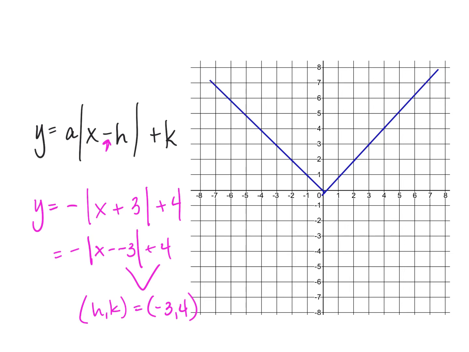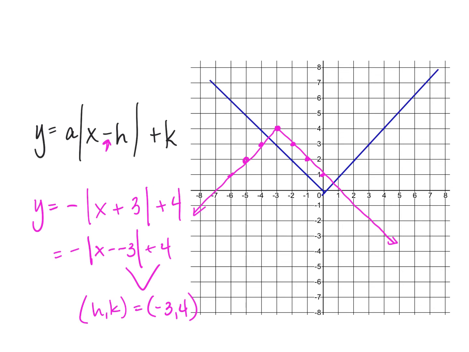So it's going to take that original graph that starts at 0, 0, and we're going to go negative 3, 4. Nope, just kidding, negative 3, positive 4. So up here is going to be my locator point. And that negative out in front, that's a negative 1 for A, means instead of going up and out, I'm going to go down 1 and out 1 in both directions. So that is my transformed absolute value graph.